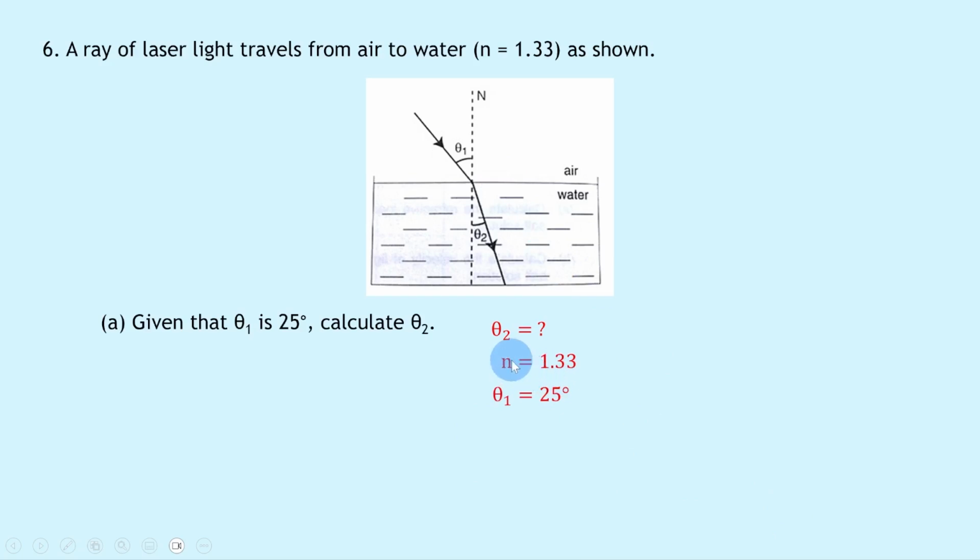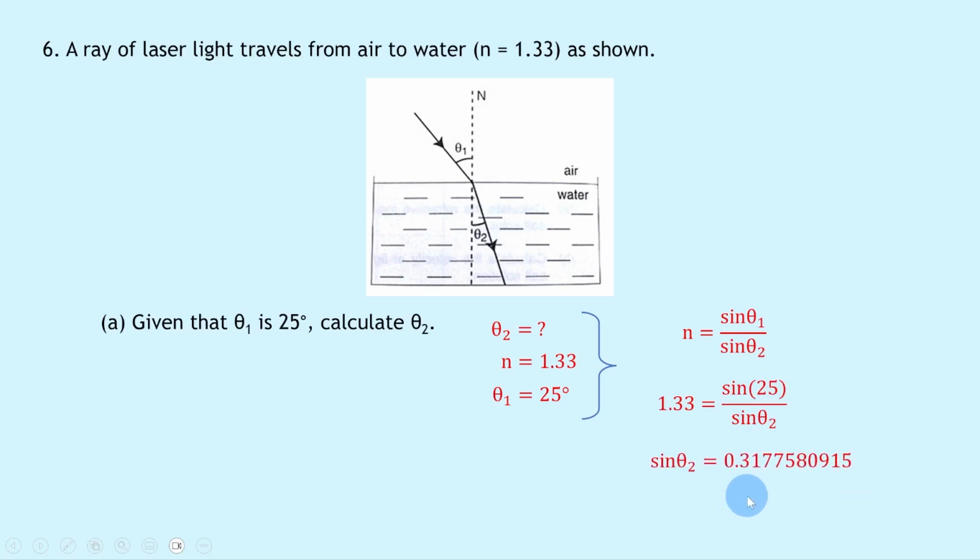So writing down our equation relating N, theta 1 and theta 2, we have N equals sine theta 1 over sine theta 2. Substituting in the numbers gives 1.33 equals sine 25 over sine theta 2. Rearranging for sine theta 2, we can multiply both sides by sine theta 2 and then divide both sides by 1.33, or we can just cross multiply to swap these two terms round. So we get sine theta 2 equals sine 25 divided by 1.33, and if you put that into your calculator, you should get an answer for sine theta 2 of 0.317 and so on. And keeping all those digits in your calculator and then doing inverse sine or shift sine, you should get an answer for theta 2 of 18.5 degrees.